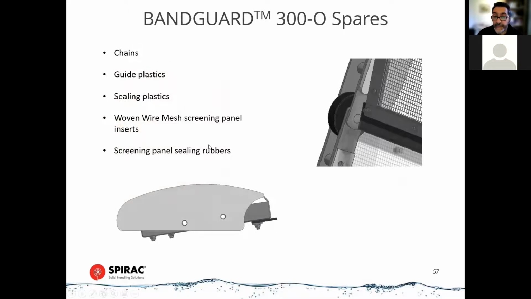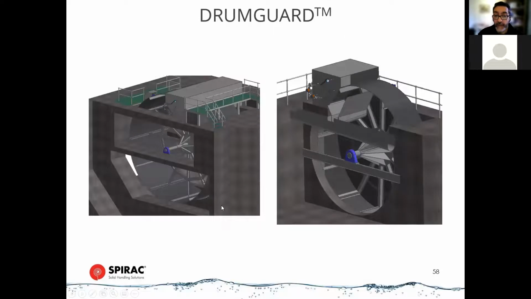Similar types of spares, again, guide plastics, chains. We do recommend that customers, if the screens are subject to high wear, that they keep guide plastics in stock, and then that obviously allows them to replace those fairly readily. The chains themselves and the woven wire mesh are fairly robust, so they don't need replacing so often.